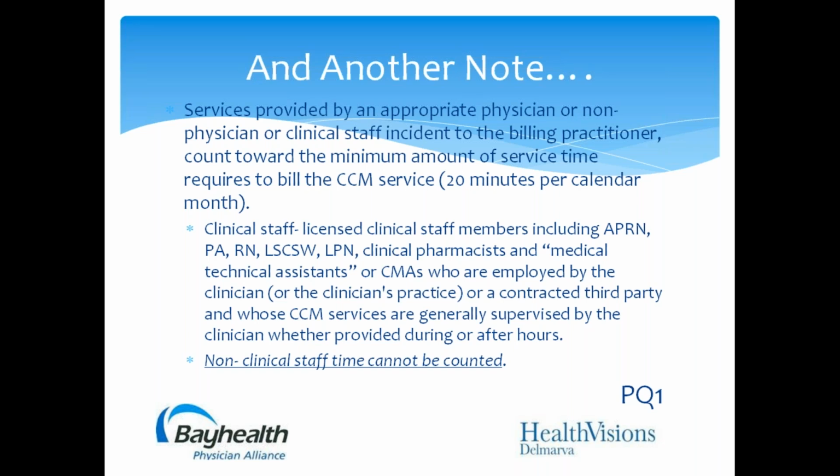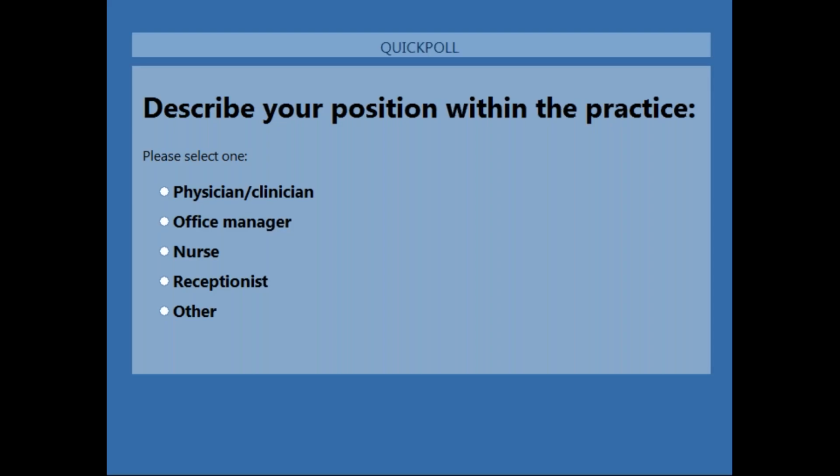Now, the important line is the one at the bottom. Non-clinical staff cannot be counted, so you cannot have your receptionist call and talk to the patient or make arrangements. That doesn't count. It has to be somebody who's able to be billed or can do billing. So that leads to our first question.